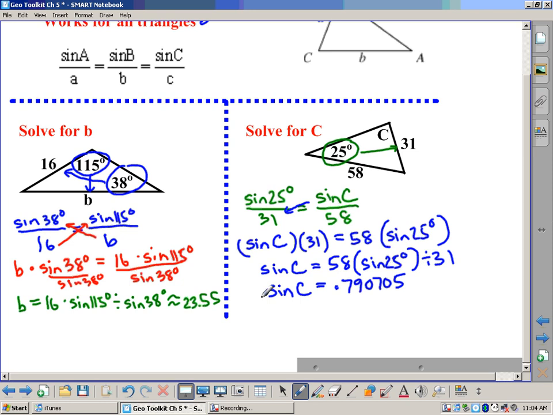And finally, the way to answer this is, well, how do you undo sine? And the answer to that is you take arc sine. So C ends up being arc sine of 0.790705. And if you grab your calculator, punch that in, you should get 52.25 degrees. And that is the answer for what is the angle C in this case here.